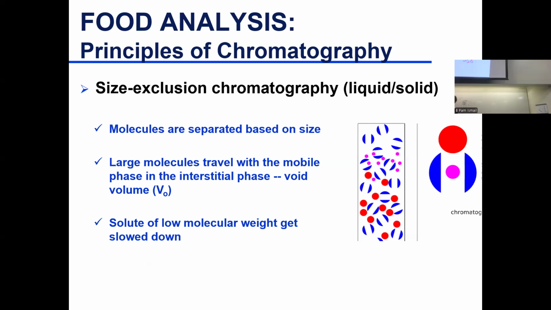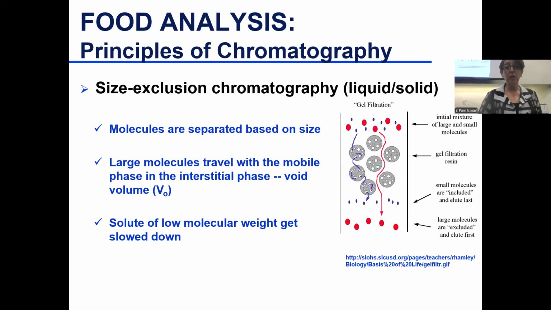And then we determine something called a constant. But I guess this illustrates what I was drawing here. The red molecules are large molecules, they travel between the particles, and the small ones travel within the pores and get delayed. So large come first, smallest come last.